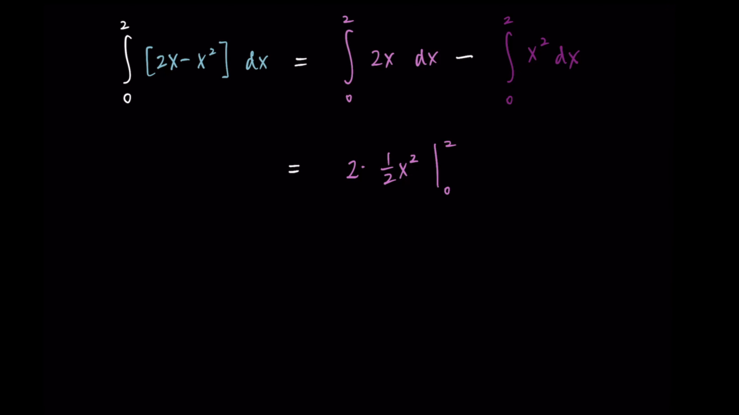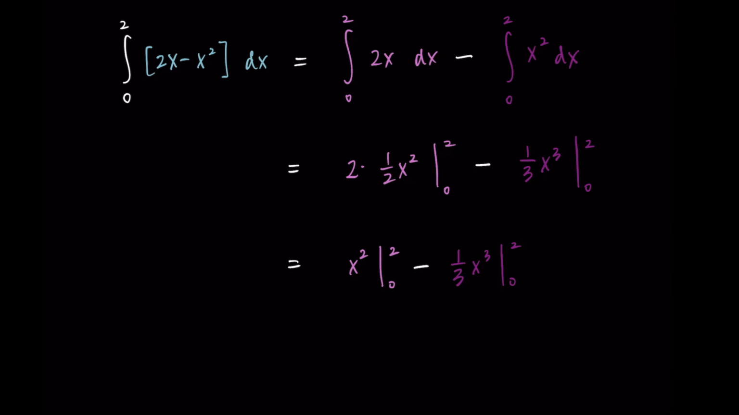So I have 2 times 1/2 x squared, and we're evaluating that from 0 to 2. Then on the next integral, I add 1 to the exponent, so it's 3, and I also divide by 3. So I have 1/3 x cubed, again evaluated from 0 to 2. I'll do a little simplifying first, so the 2 and the 1/2 are going to cancel on that first term, so I just have x squared from 0 to 2, and let's go ahead and evaluate these.